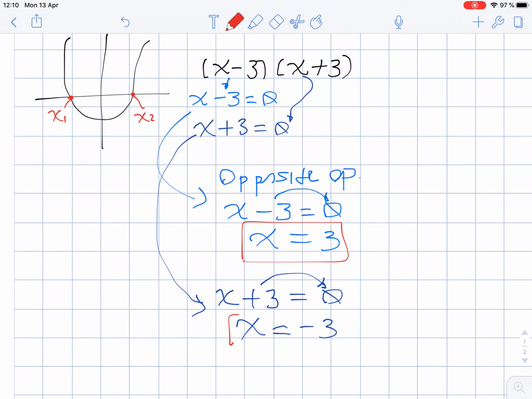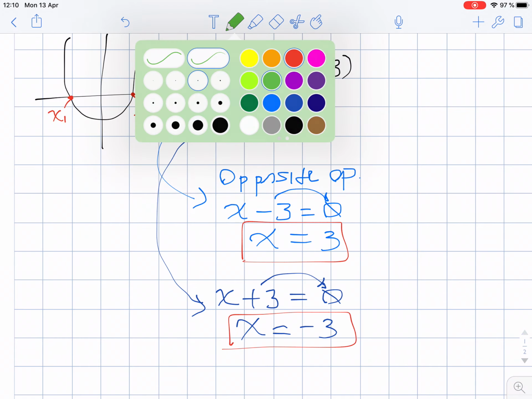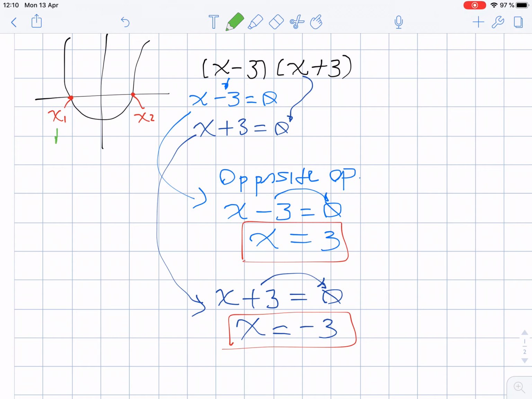And finally, we got the values for the x. If you refer to the curve, this value is x equal minus 3, and this value is x equal 3, because one is on the negative side and the other on the positive side. That's all, guys, for this example.